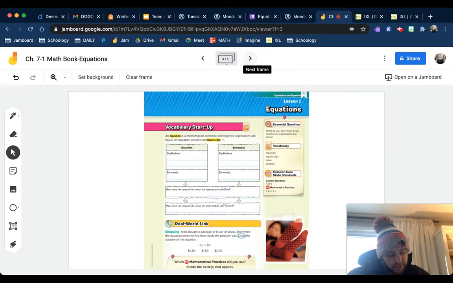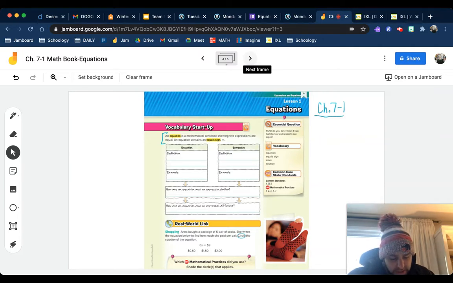Now, this is where the actual pages come into play. Chapter 7, lesson 1 has our vocab right over here. An equation is a mathematical sentence showing two expressions are equal. So before, an expression was just numbers, variables, and operations, where now an equation has an equal sign.